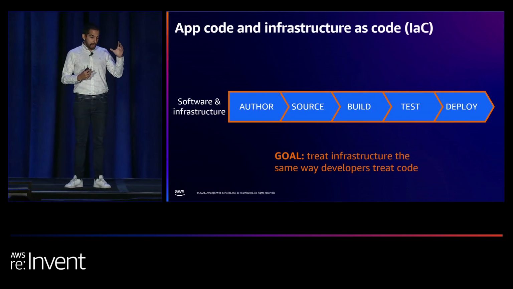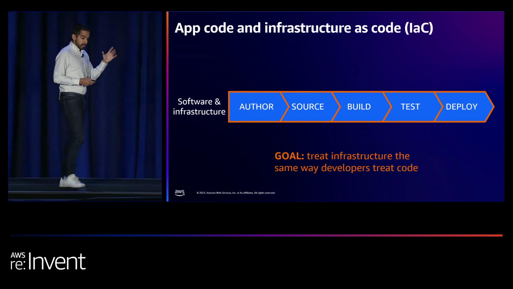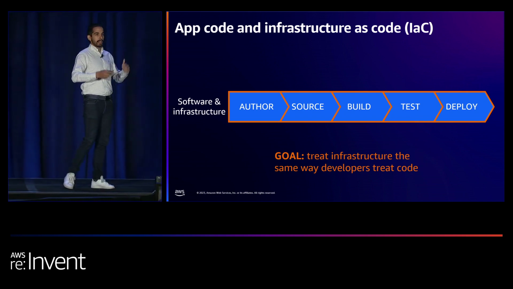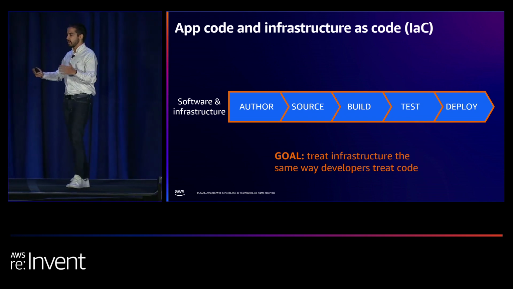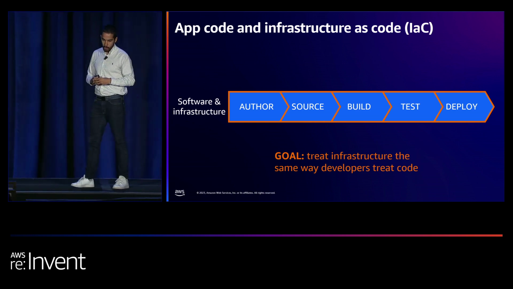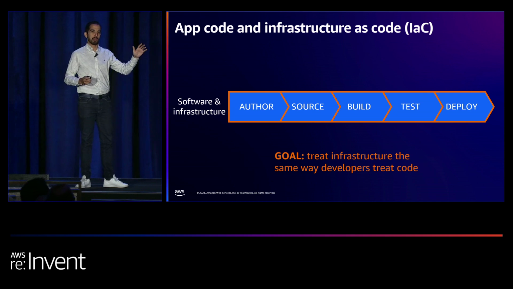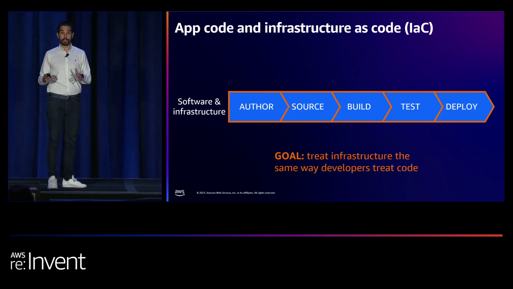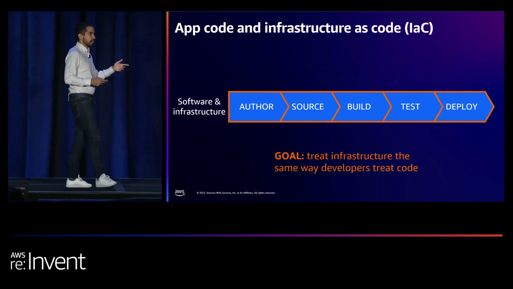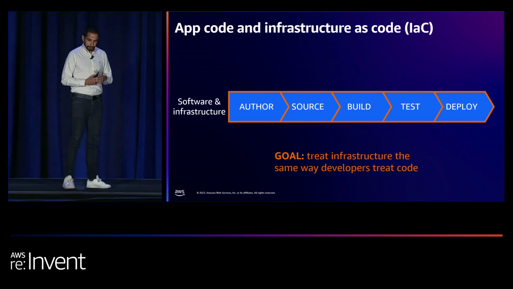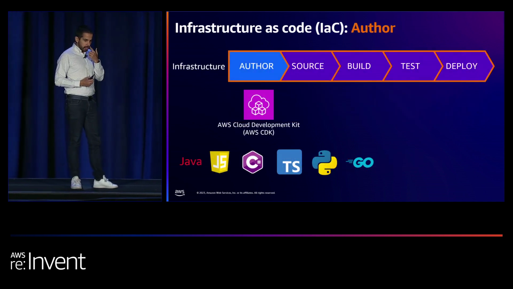And so the objective is that you're going to treat the infrastructure code in the same way that you or your team as developers treat the software code. So what we're going to do now is run through a similar deployment pipeline, just focusing on the infrastructure components and the security checks that you can implement in them. And so let's start with the authoring phase.